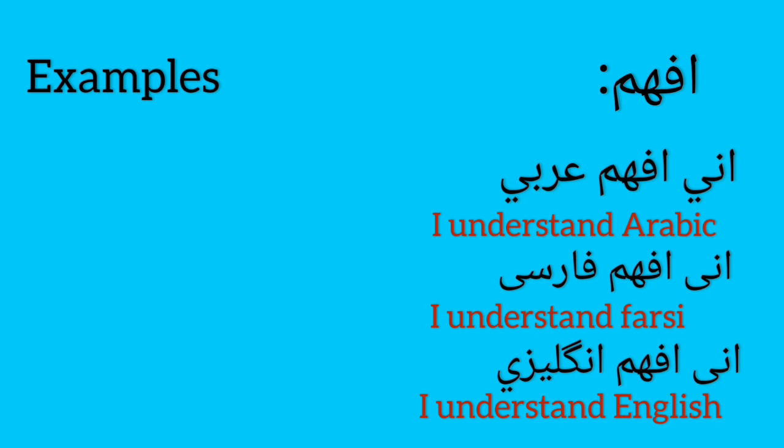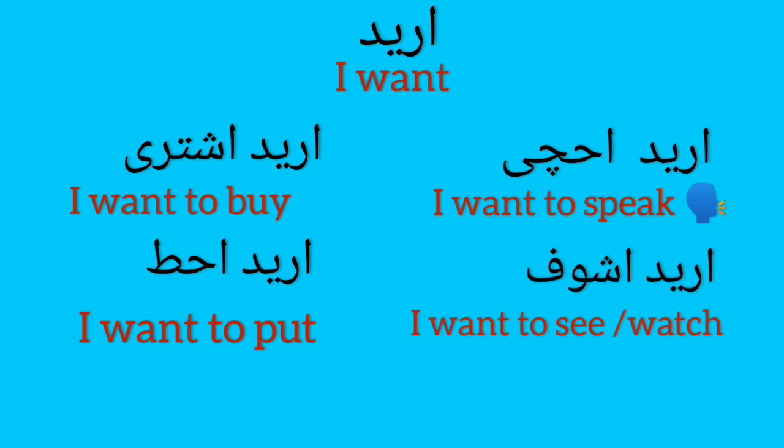I understand English. But in order to say, for example, I want this, I want that, or I want to speak, or I want to buy, or I want to see, all you have to do is that first of all, you say أريد, I want, and then the verb that you want to say. For example, أريد أحكي, I want to speak. أريد أشتري, I want to buy. أريد أشوف, I want to see. أريد أحط, I want to put. Okay, it's as simple as that. You don't know how simple that is to make your first sentence in Arabic. It's so easy in Arabic.